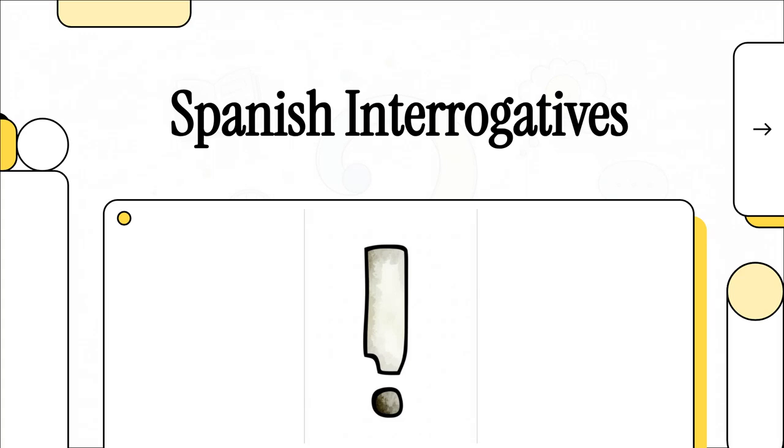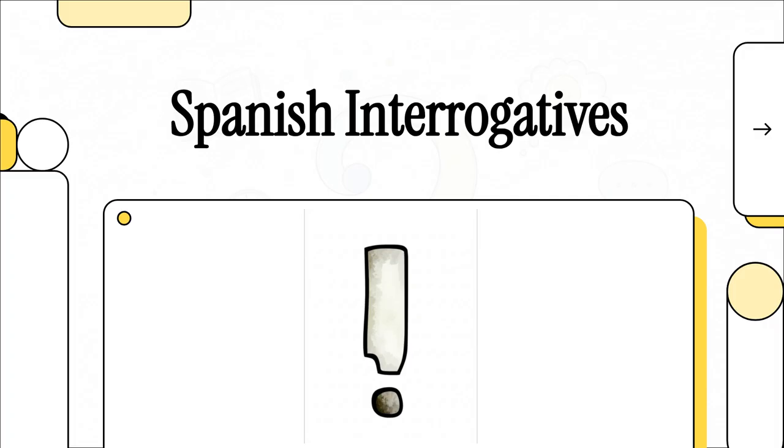All right, if you're learning Spanish, you have definitely had this moment. You see a word with an accent mark, and then you see the exact same word without one. What is the deal with that? Well, that little mark is actually the key to asking questions like a native speaker.